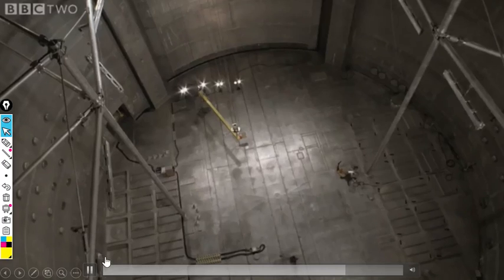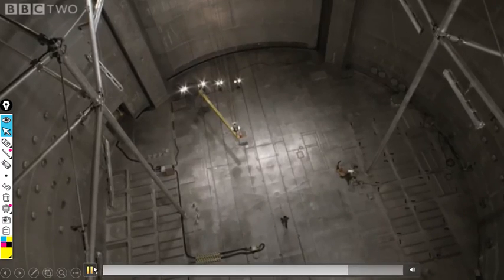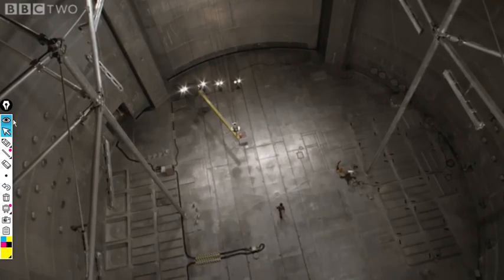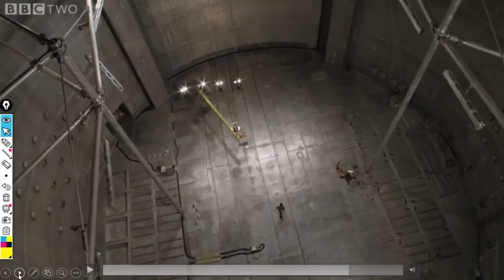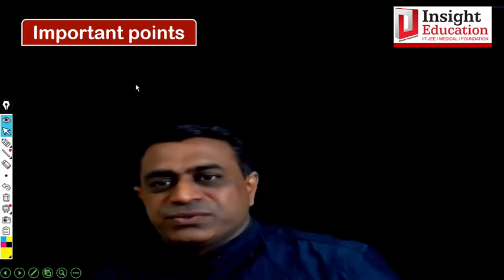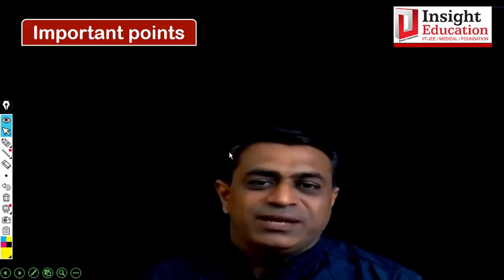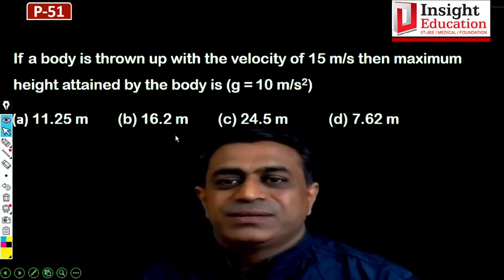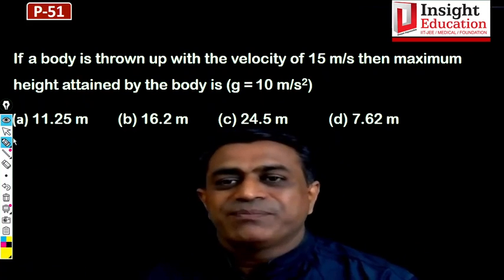Isaac Newton would say that the ball and the feather fall because there's a force. Okay, so this is just for information. Okay, so now let us solve few examples.